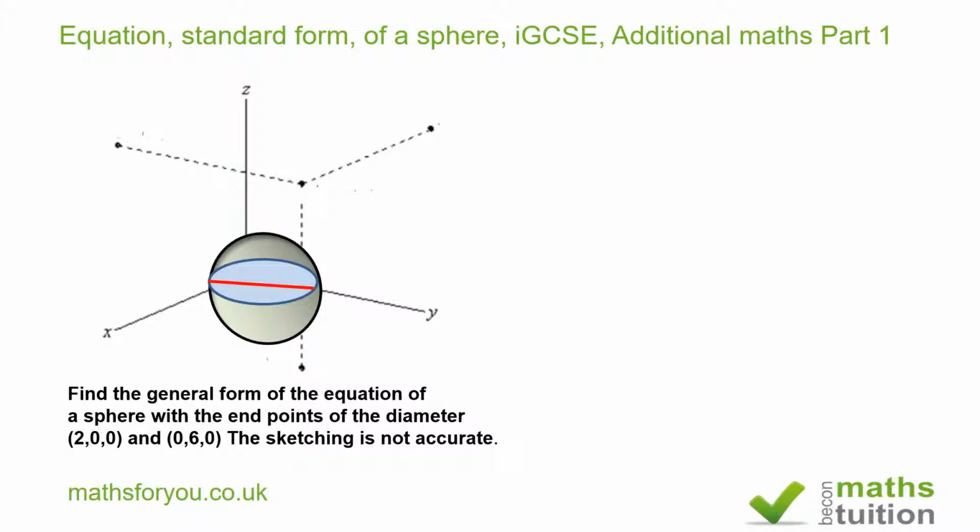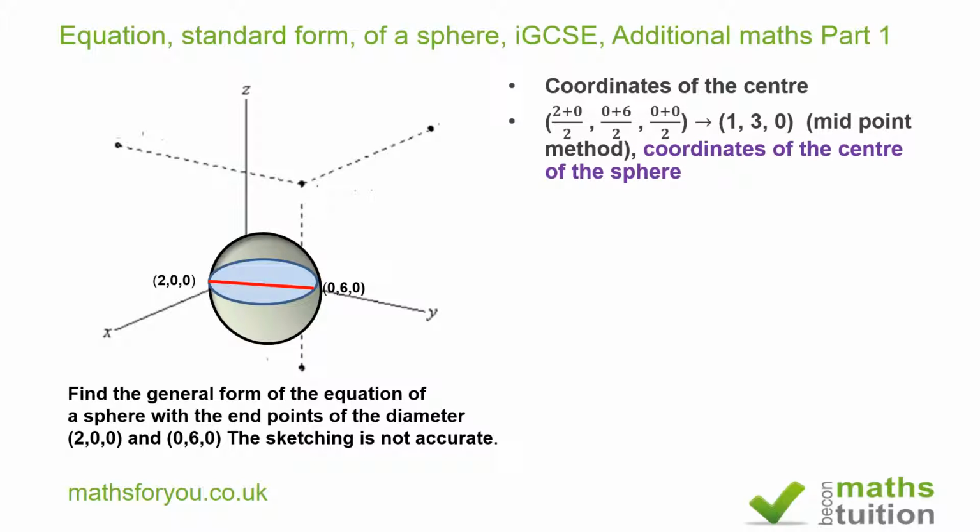Okay, now firstly the coordinates, (2, 0, 0) and (0, 6, 0). Now firstly I want to find the coordinates of the midpoint of this diameter there. So I need to find the coordinates of the midpoint of the diameter. Okay, so that will give us the center of the sphere as well.